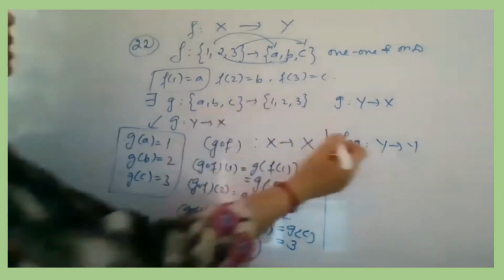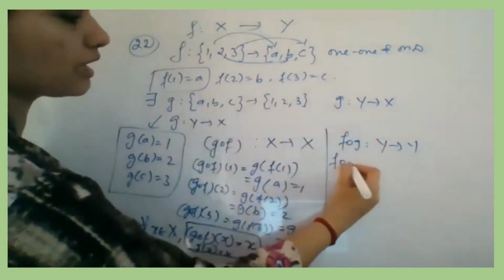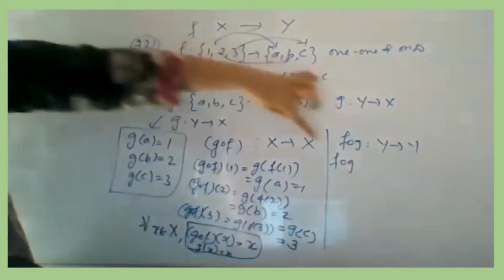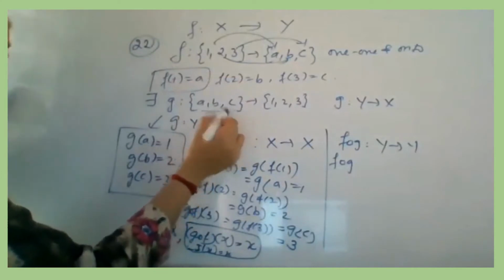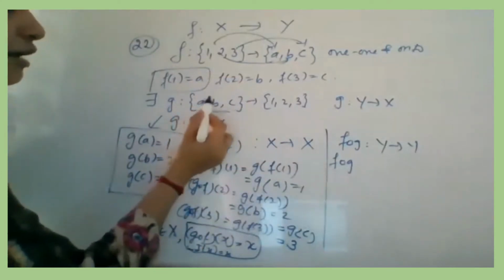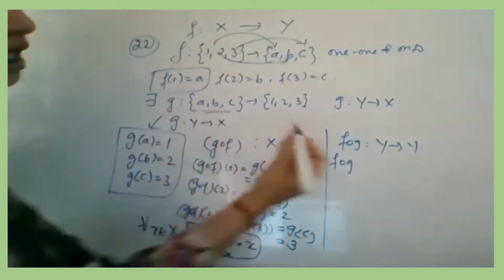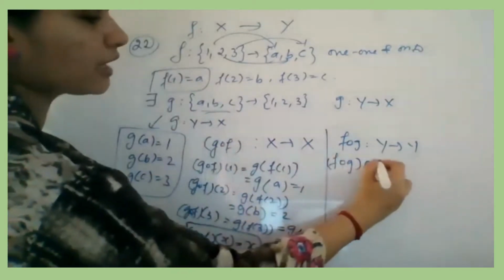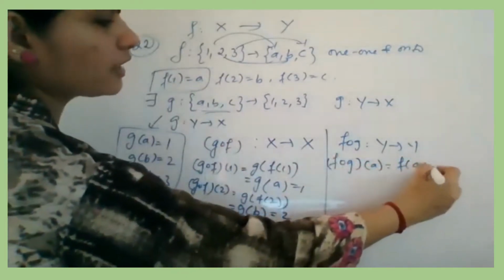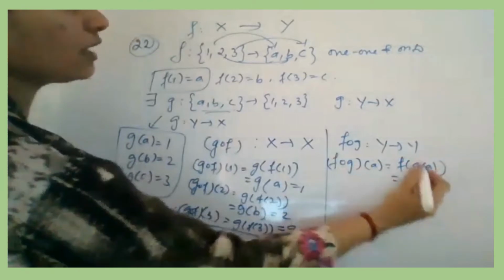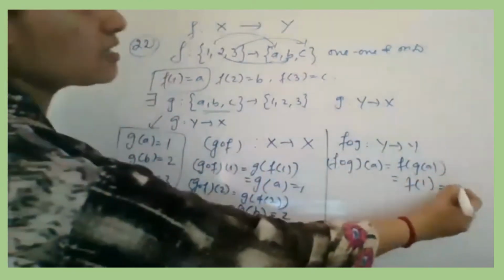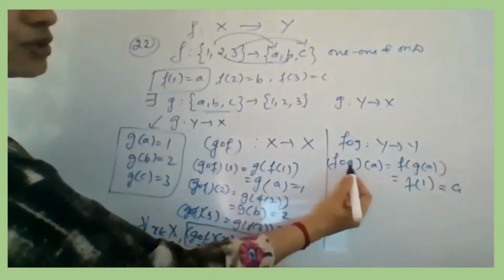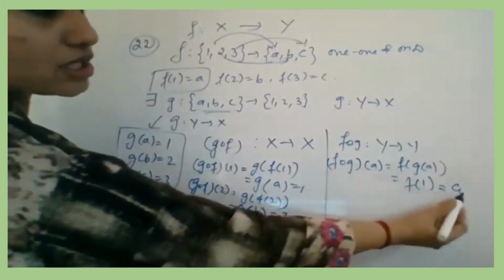Similarly, I check for F composition G. I need to check F composition G. मतलब पहले you are applying G. That means you have to see G is starting from which set. So you have to take for the composition of A, composition of B, and composition of C. So F composition G of A will be F of G of A. F of G of A means what? G of A is 1. F of 1 is what? A. So you have started with F composition G of A, and you reach A.